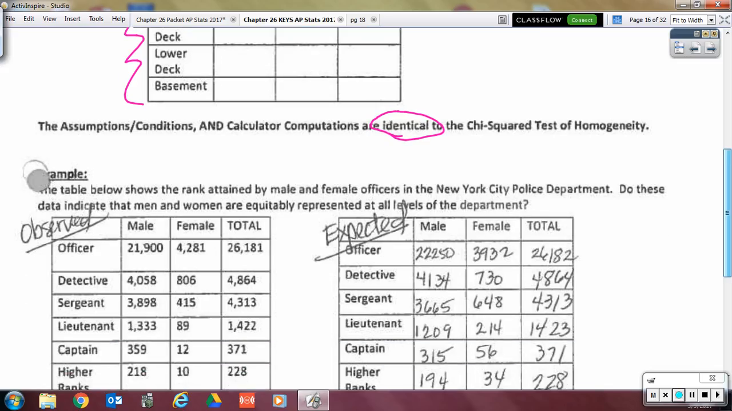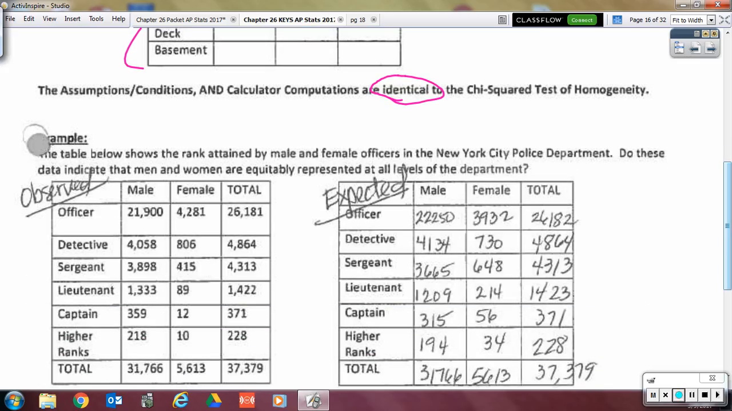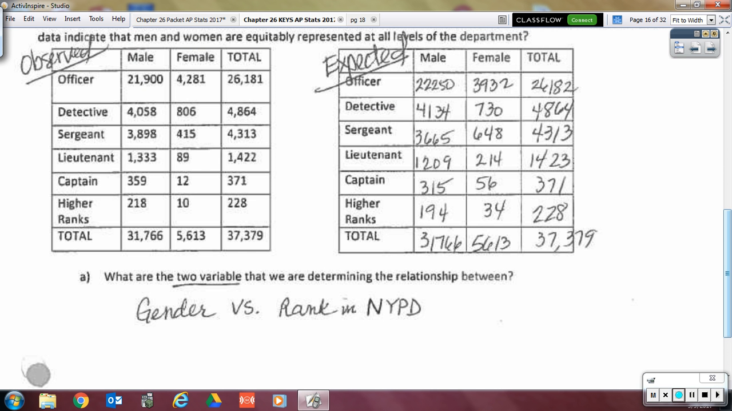So look at this problem here. The table below shows the rank attained by male and female officers in the New York Police Department. Do these data indicate that men and women are equitably represented at all levels of the department? So I do have 2 variables here that I want to see if they are independent of each other. What are my 2 variables? Gender and rank attained in the NYPD. Good. Very good. So those are my 2 variables.